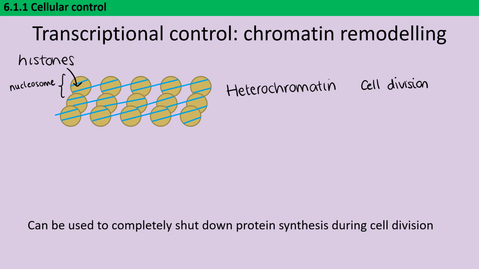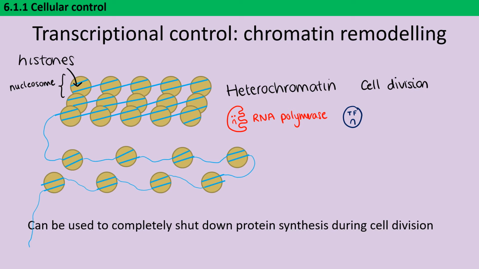Because it's so tightly wound and because the histones are so close together, it's not possible for RNA polymerase and also for other transcription factors to interact with that DNA, and that means that transcription will not happen. In contrast to this, during interphase and the rest of the cell cycle, the DNA is in a form called euchromatin, and even though it's still interacting with those histone proteins, it's less tightly wound and there are more spaces between them, and therefore the RNA polymerase can get in there and transcription can happen.